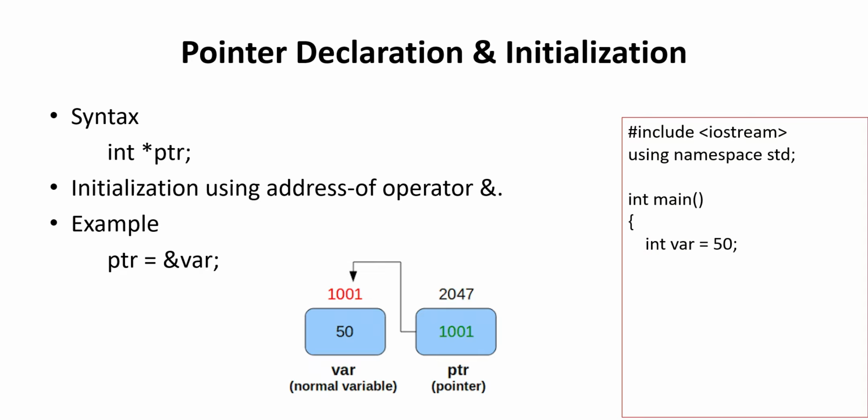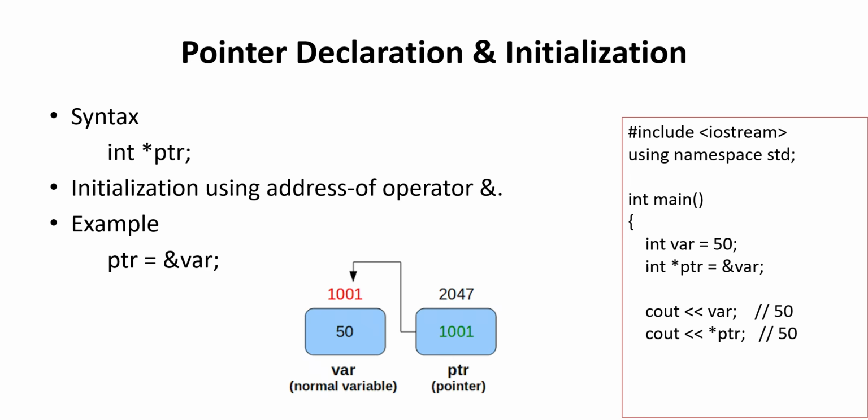First line, int var = 50. This creates a normal integer variable. Value 50 is stored in memory. Next line, int *ptr = &var. Here ptr is a pointer variable. &var gives the address of var. That address is stored inside ptr.